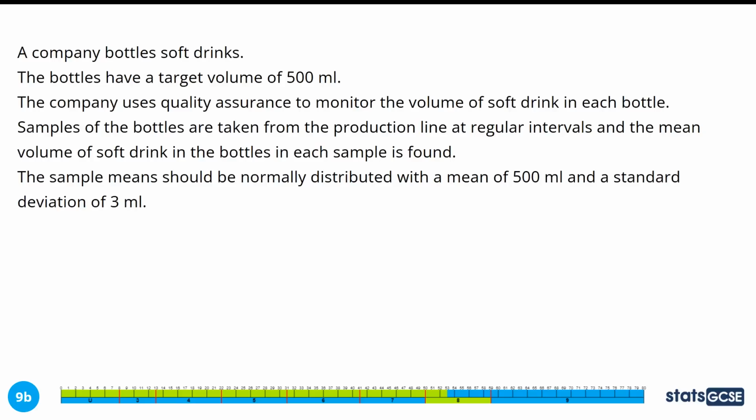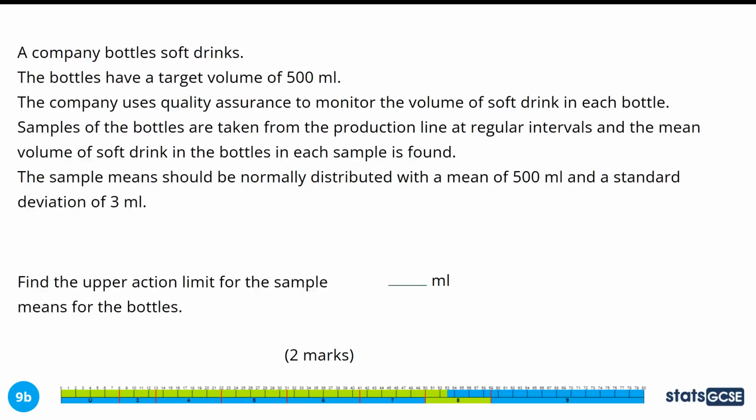A company bottles soft drinks. The bottles have a target volume of 500 millilitres. The company uses quality assurance to monitor the volume of soft drink in each bottle. Samples of the bottles are taken from the production line at regular intervals, and the mean volume of soft drink in the bottles in each sample is found. The sample means should be normally distributed with a mean of 500 millilitres and a standard deviation of 3 millilitres.